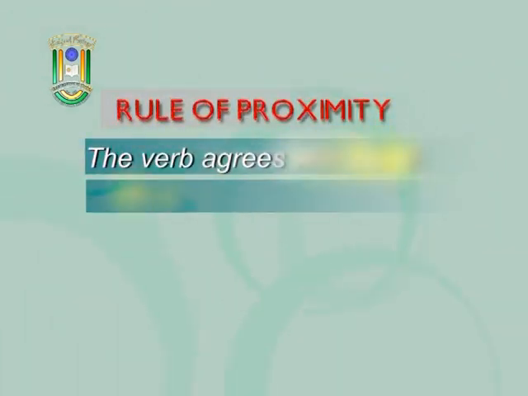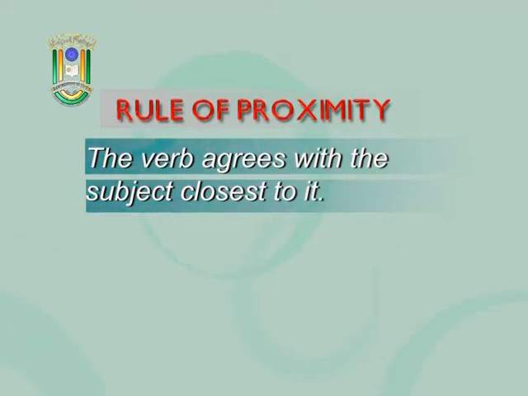Let us now move on to Concord by the rule of proximity. In the rule of proximity, the verb agrees with the subject closest to it. One thing to remember is that the rule of proximity is applied only when there is more than one subject in a sentence. So, if you are confident of grammatical Concord, notional Concord, and the rule of proximity, we can proceed further. But before we proceed further, there are certain concepts that should be very clear to you before we proceed.